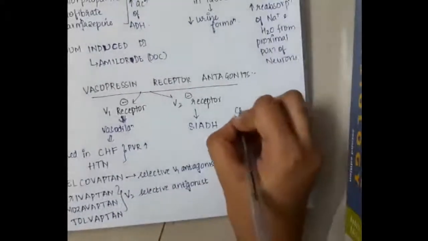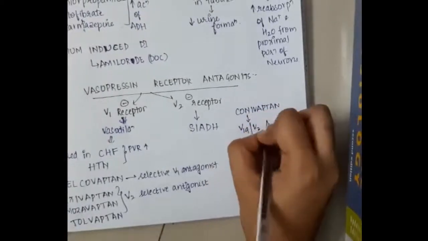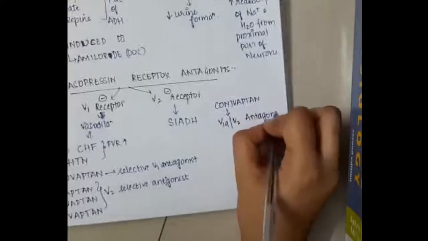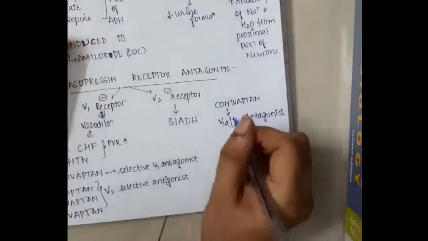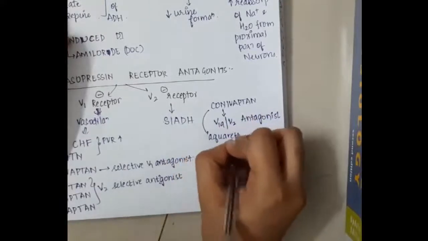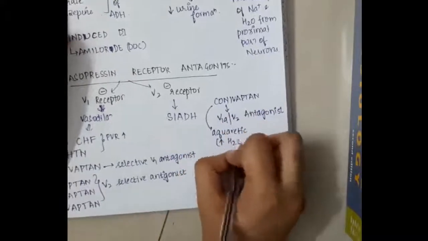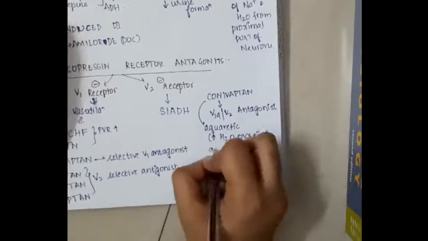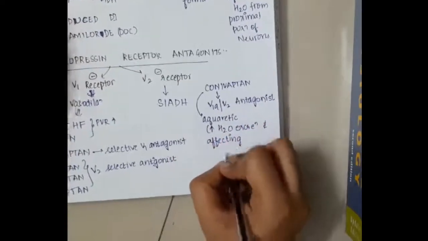Then we also have one more drug which is called conivaptan. Conivaptan can be given by the intravenous route. It is a V1A and V2 antagonist. This conivaptan has an aquaretic action, which increases water excretion without affecting the electrolytes in congestive heart failure. So it is used in congestive heart failure as an aquaretic, that is for increasing water excretion.